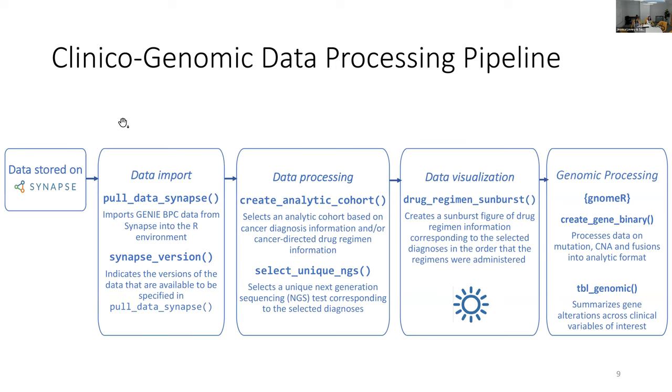Okay, so with that, we'll move into the data processing pipeline for the clinico-genomic data. First, the data is stored on Synapse. And as we mentioned, this is the Sage BioNetworks data sharing platform. The first part for the genieBPC R package is to import the data using pull data Synapse and the Synapse version helper function. Then we'll get into actual data processing with the create analytic cohort and select unique NGS functions. We'll then go into data visualization with drug regimen summaries, and then move into genomic processing with gnomeR using the create gene binary and TBL genomic functions.